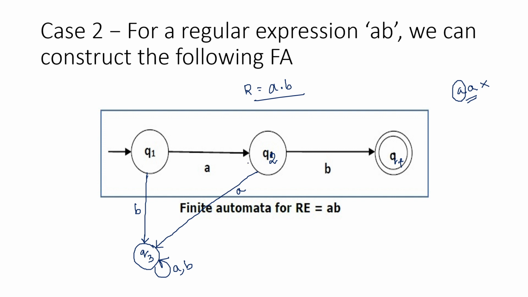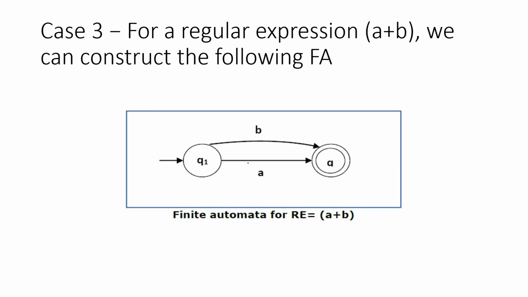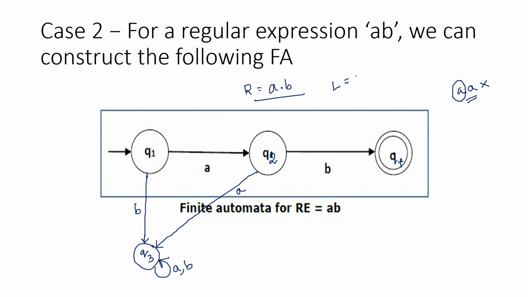Now, let's go for the next situation. Here the regular expression that we are dealing with is A plus B. It means the string can be only A or the string can be only B, that's all. So there is something like an or option: the language has the strings A and B, that's all. In the previous case the language had only one string, that is AB.